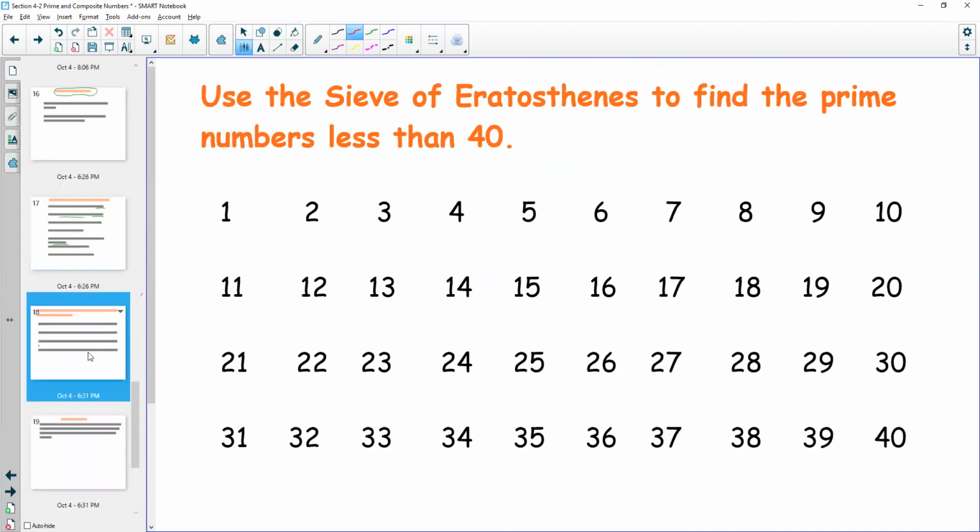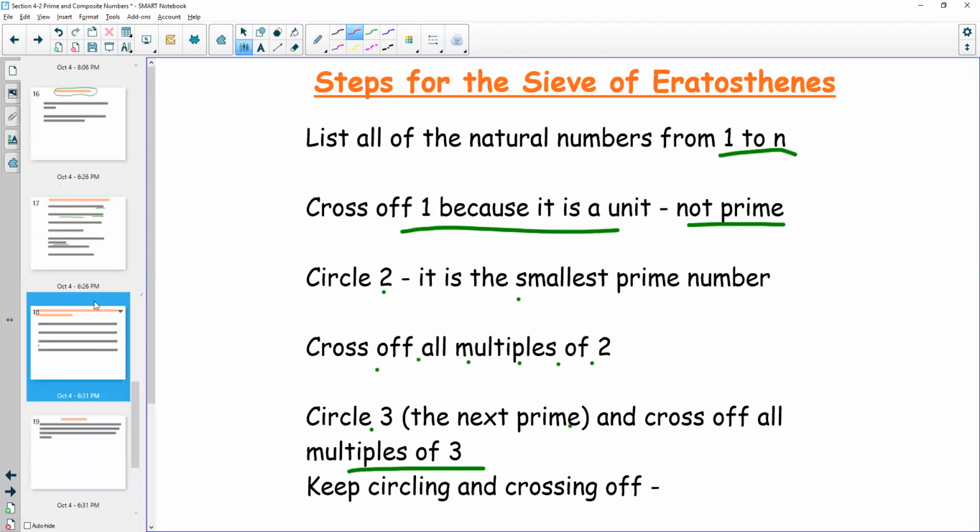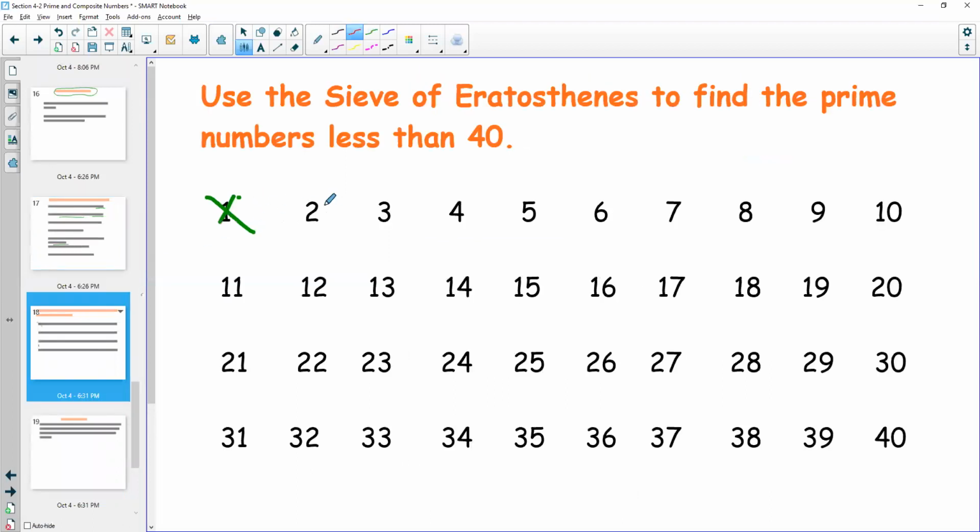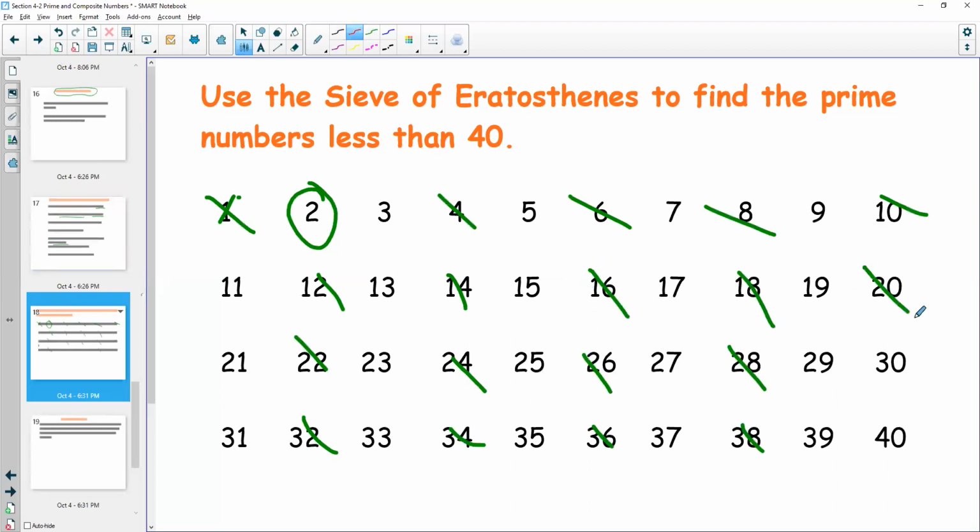So look. We cross off 1. It's a unit, right? We circle 2. We cross off all the even ones because we already dealt with them. We're going to be a little more efficient here. We circle 3, and then we cross off anything that's a multiple of 3 that isn't already crossed off.